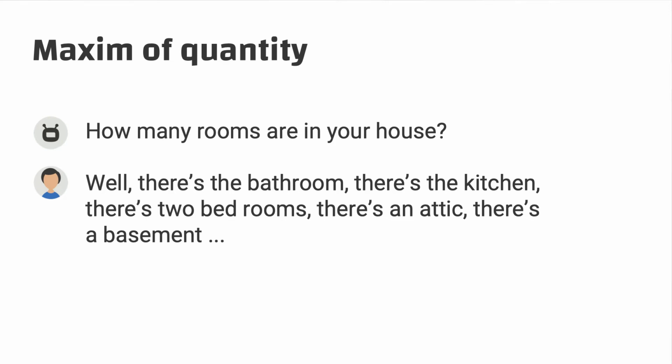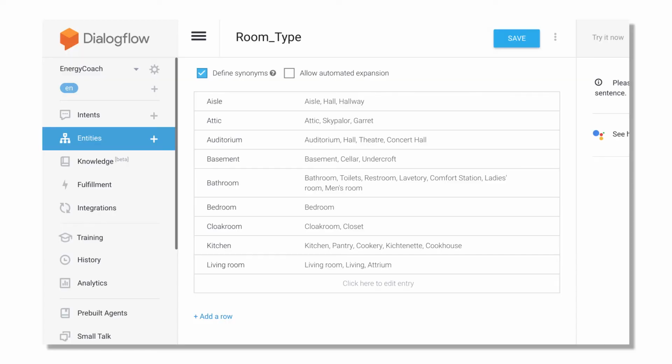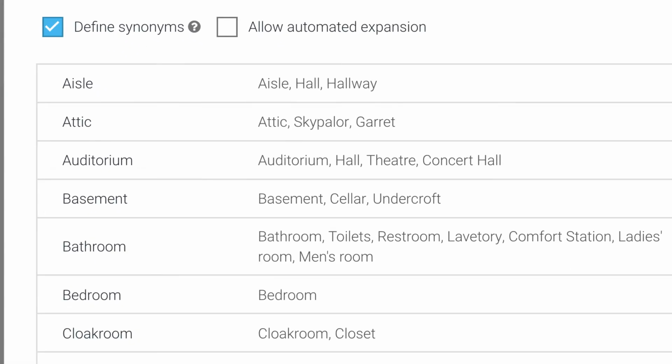But the chatbot or voice assistant is still waiting for a number. So a bad conversation designer would write, "Please answer using a number." Most chatbot teams would probably create patterns in their natural language understanding. So they would make a list of all the different rooms that there could be, and then they would write synonyms for each and every one of them.